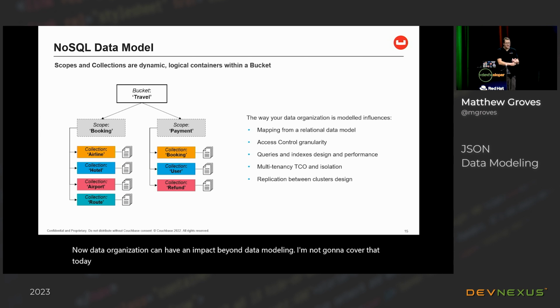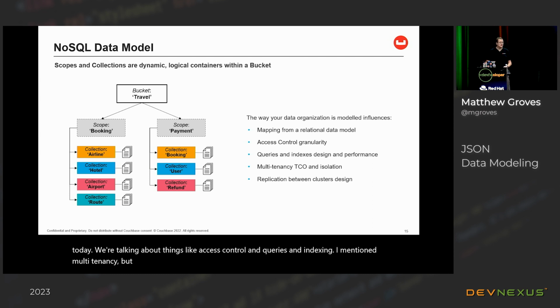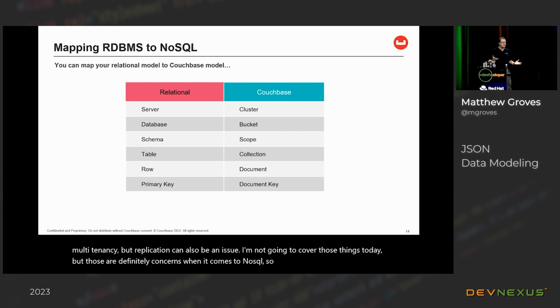We're talking about things like access control and queries and indexing. I mentioned multi-tenancy, but replication can also be an issue. I'm not going to cover those things today, but those are definitely concerns when it comes to NoSQL. So just a quick translation guide to help you.